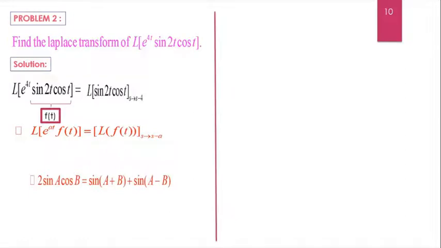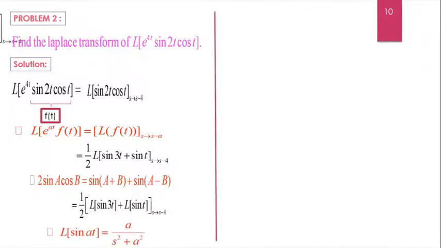Since we know that 2 sin A cos B is equal to sin (A plus B) plus sin (A minus B), we can write it as 1/2 Laplace of sin 3t plus sin t with a shift of s to s minus 4. Now we apply the linearity property and write it as 1/2 into Laplace of sin 3t plus Laplace of sin t with the shift of s to s minus 4. Since we know that Laplace of sin at is equal to a divided by s square plus a square, we get 1/2 into 3 by s square plus 3 square plus 1 divided by s square plus 1 square with a shift of s to s minus 4.